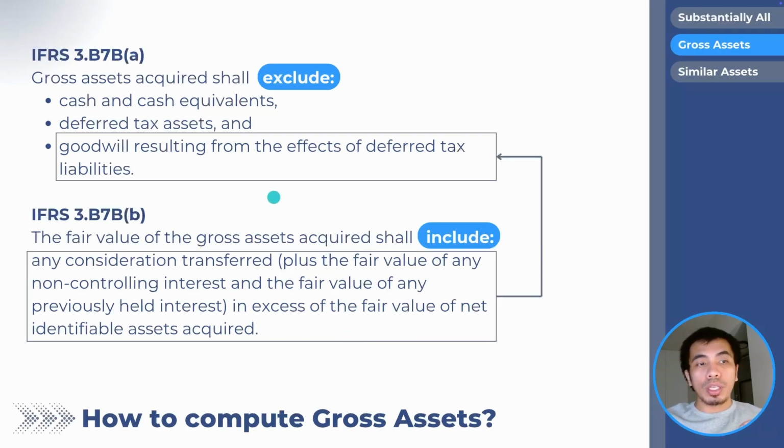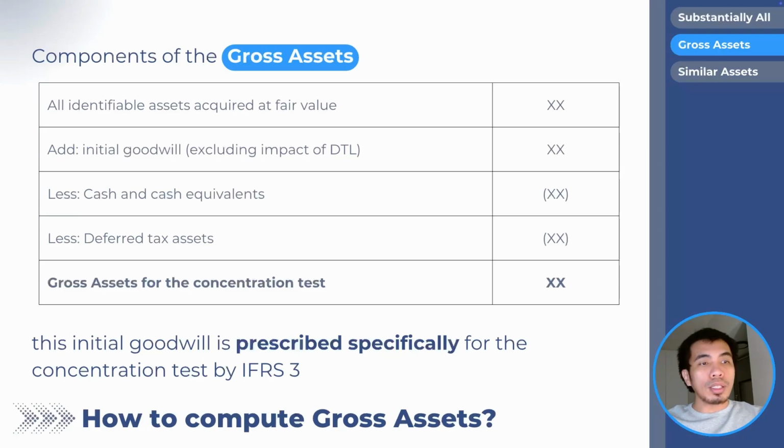However, you will see that in the previous paragraph, it says that although the gross assets include goodwill, you have to exclude the impact of deferred tax liabilities in that goodwill. Meaning, in this excess over the fair value of net identifiable assets acquired, you have the net equity, assets minus liabilities, and in the liability portion, you remove the deferred tax liabilities. Okay, so let's see the application of those two paragraphs.